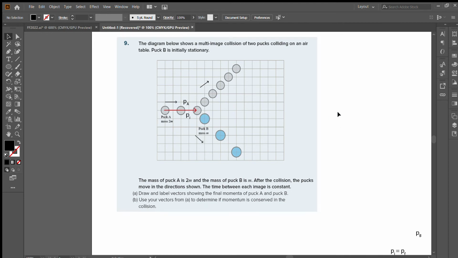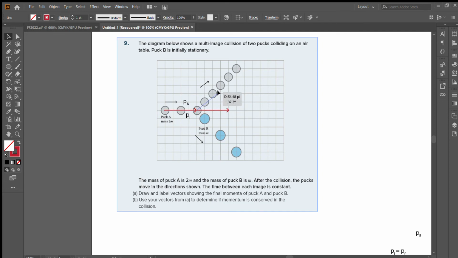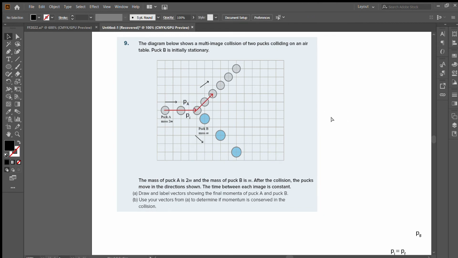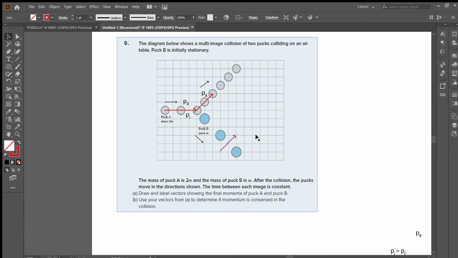What we need to do now is draw vectors for the final momentum of puck A and the final momentum of puck B. So that's easy enough. Let's put that here. Again, since puck A is double the mass, we need to go over 3 images. So this will be the final momentum of puck A. And we need to find the final momentum of puck B.